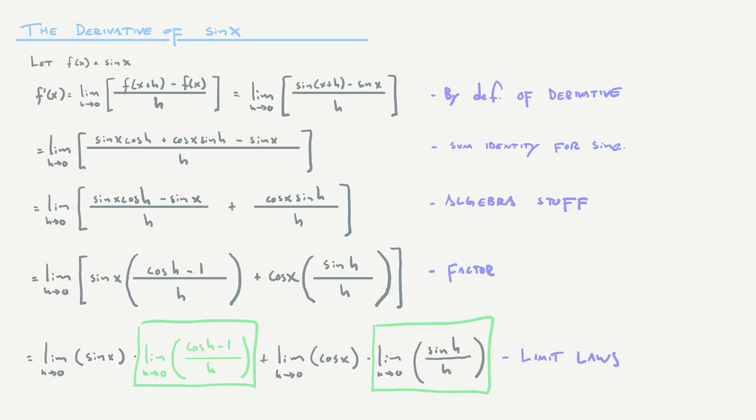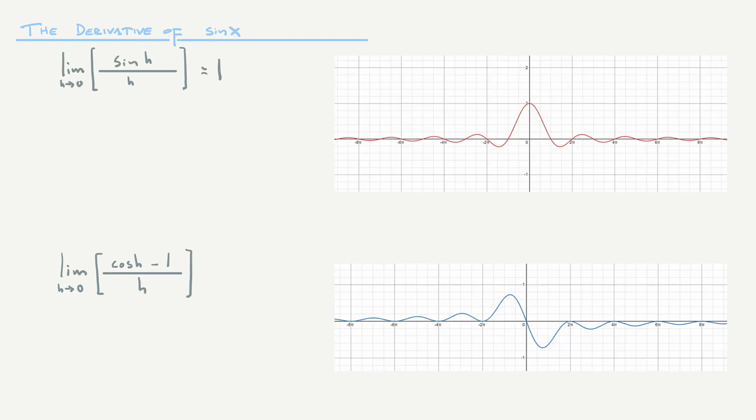The other one, the limit as h approaches 0 of the cosine of h minus 1 over h, I'm just going to give graphical evidence for being 0, which is what it is in this case. It appears that the limit exists, and in fact, it appears that that limit is 0. The left and the right-hand side of this graph agree.